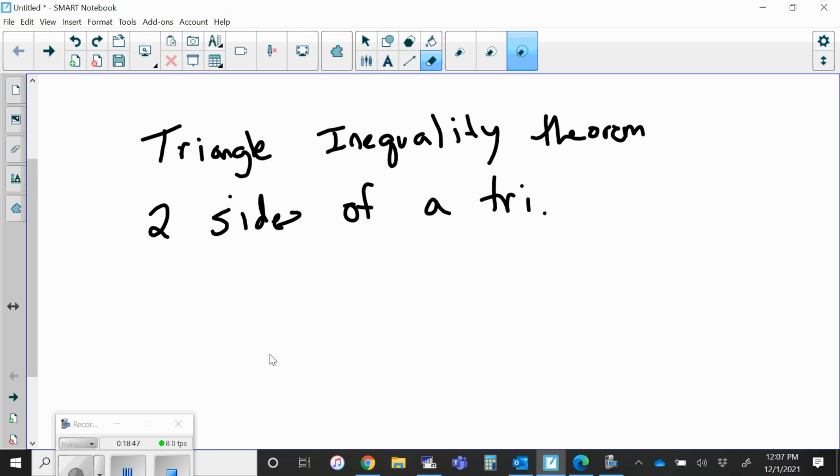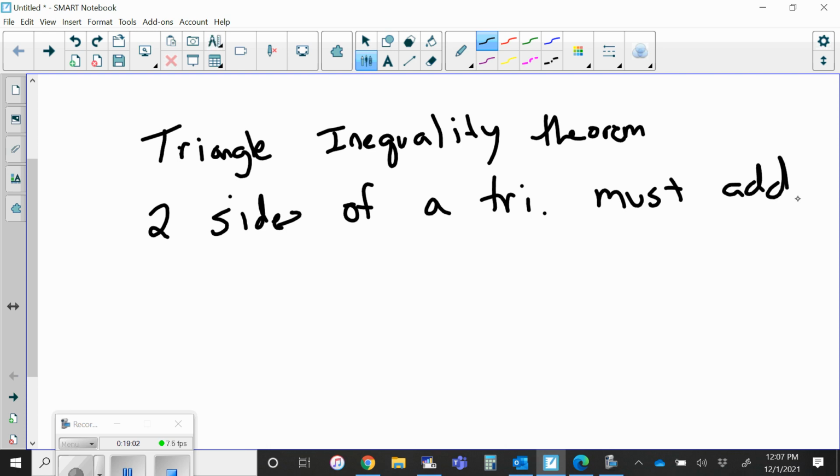Yes, I agree with what you're thinking, but this is what this theorem is supposed to show us: two sides of a triangle must add to be longer than the third side.